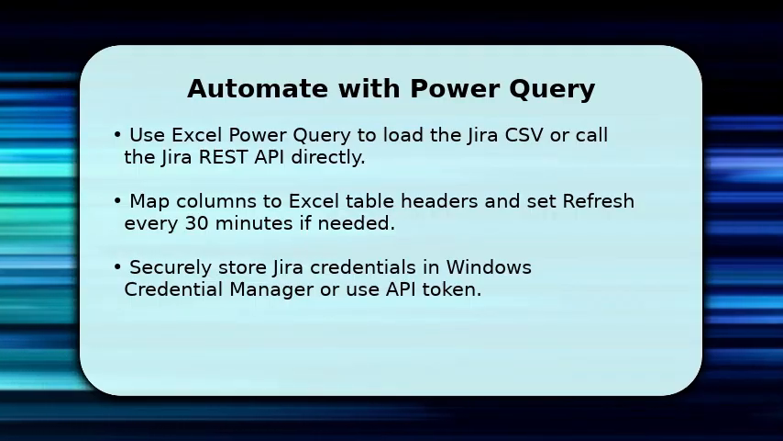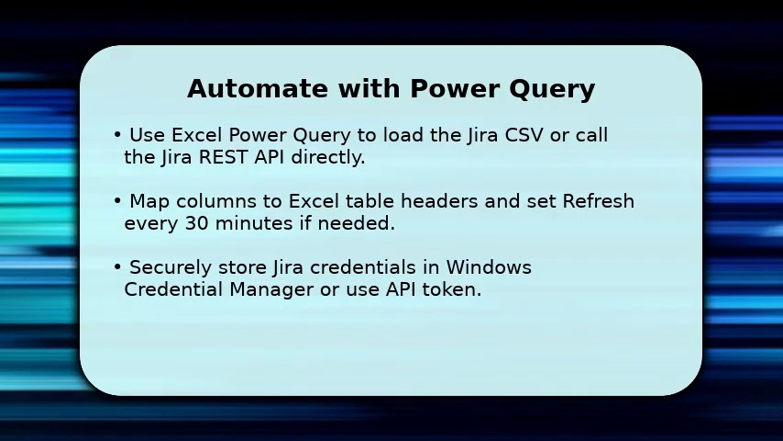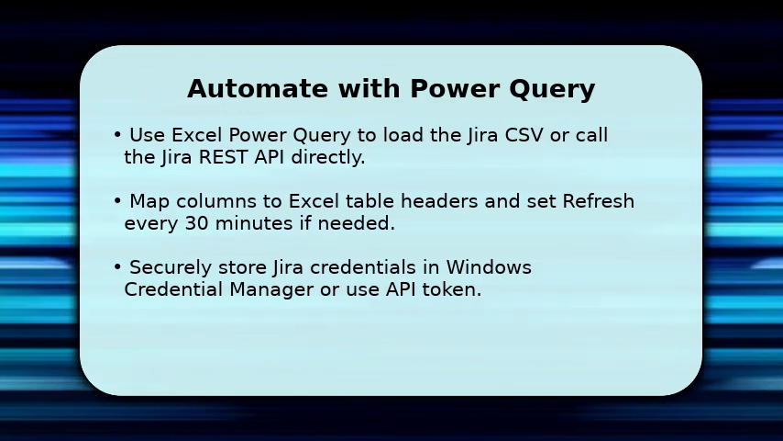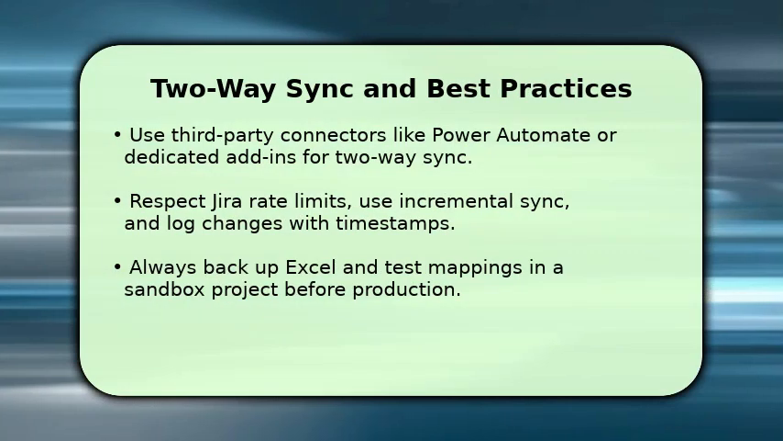Configure authentication with basic email and API token, and store credentials in Windows Credential Manager for security. Map API or CSV columns to table headers, and set refresh for two-way sync and advanced workflows. Consider third-party connectors or add-ins.